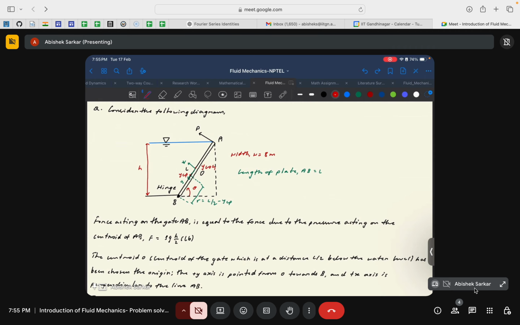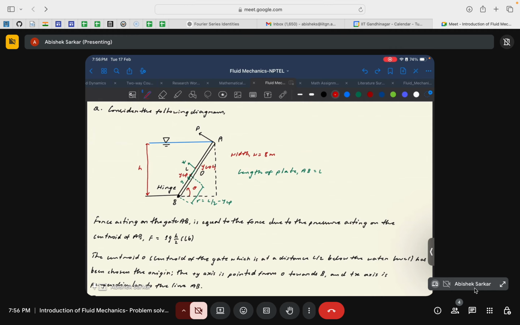So again, the analysis of the forces becomes simpler because we do not need to especially do the integration part, so it becomes a bit more simple. The task is similar. We need to find the value of force P that needs to be applied in this particular configuration so that the gate does not open. So that's the basic understanding.